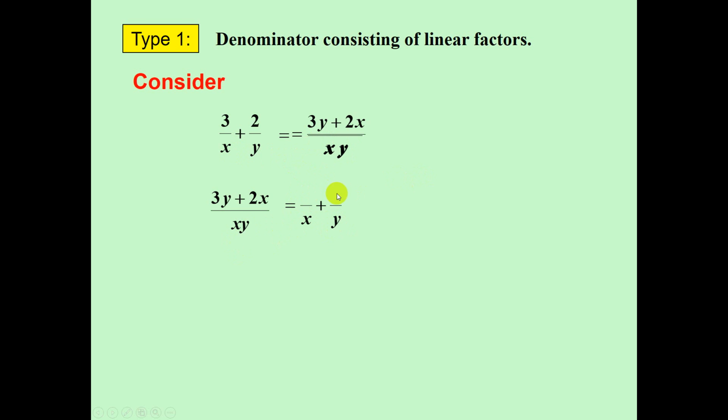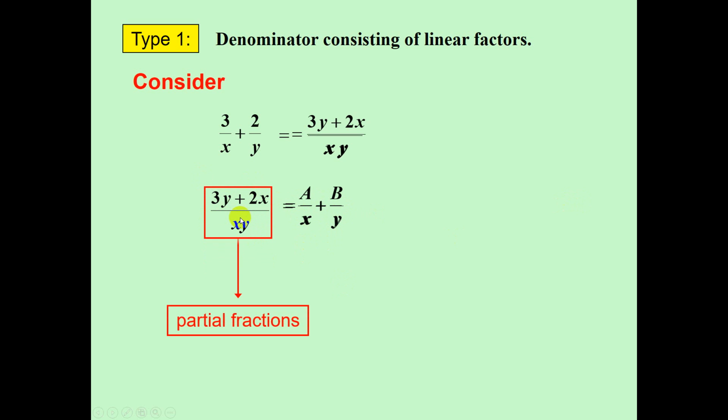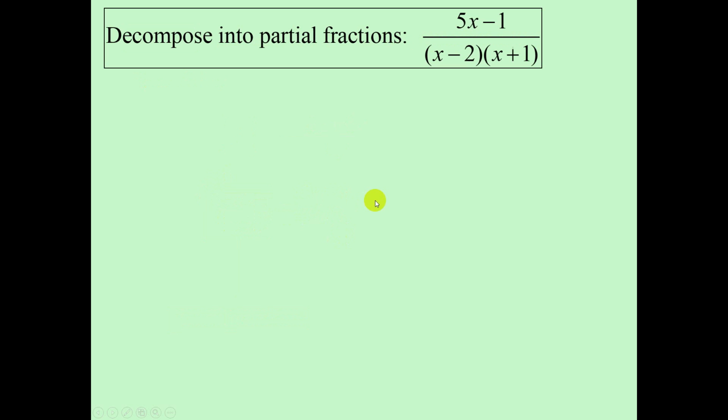Now we're not sure what numbers are going to go on the top, so we're going to call it some variable. In this case, let's use a and b. This process where we take the fraction and decompose it is what we're going to call partial fractions. And our job in this video is to be able to take a problem like this and decompose it and try and find out a and b. Let's look at our first example.